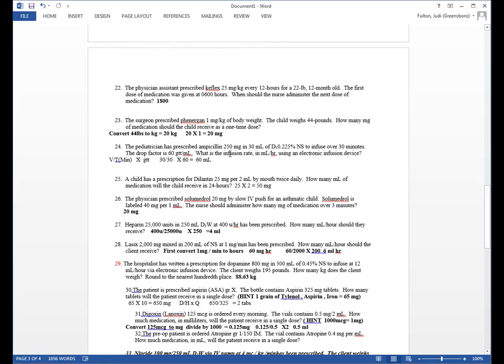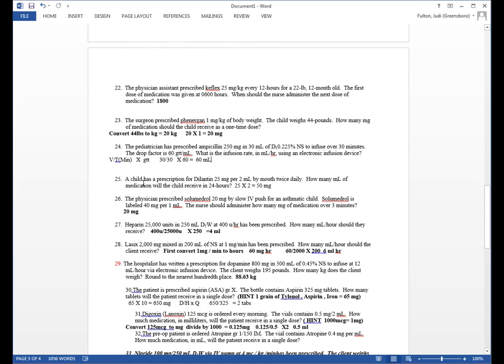The pediatrician has prescribed ampicillin, 250 milligrams in 30 milliliters of D5 1/4 normal saline to infuse over 30 minutes. The drop factor is 60. What is the infusion rate in milliliters an hour? So we know our volume. We look for liquid. Liquid is 30 milliliters is what's been ordered. So 30 is our volume. 30 minutes is our time. It's already in minutes, so we don't have to do anything here. So 30 divided by 30, and our GTTs, our drip factor, is 60. So 30 divided by 30 equals 1 times 60 equals 60 milliliters.